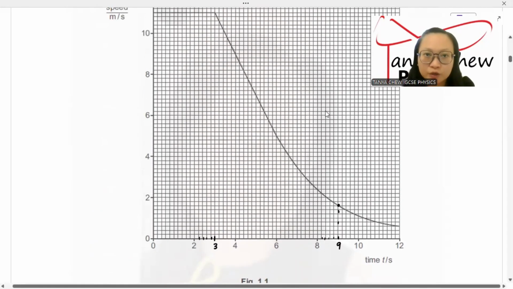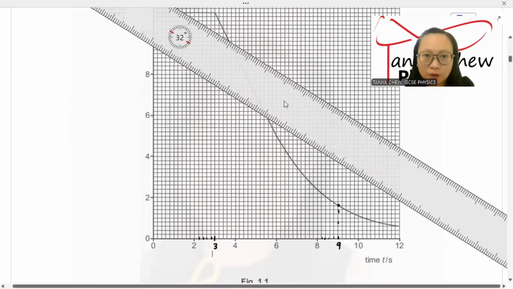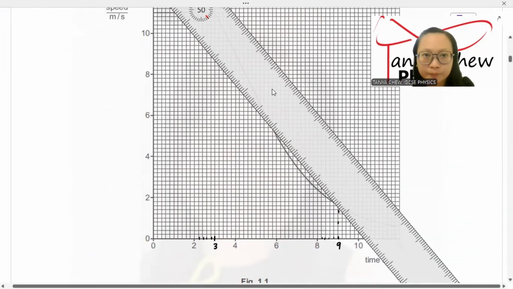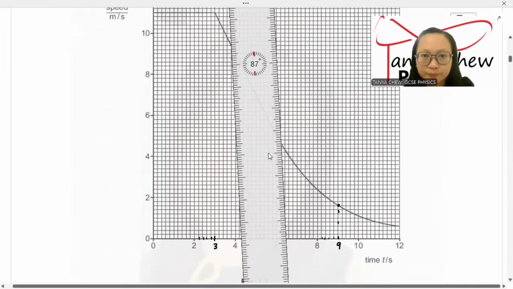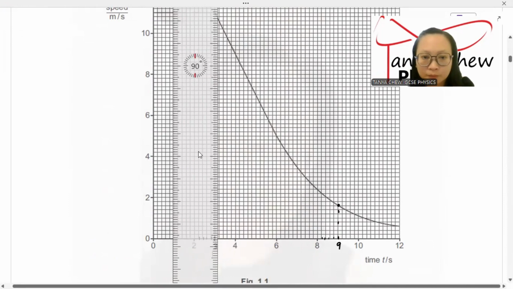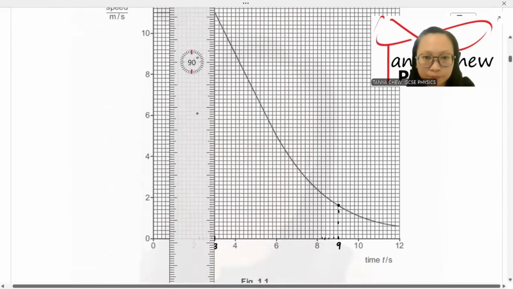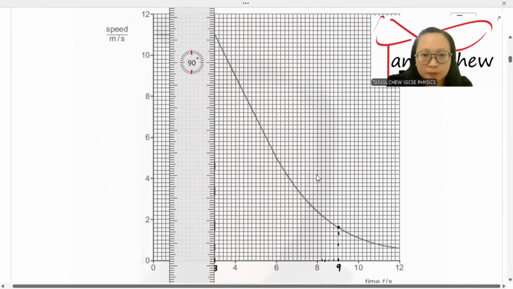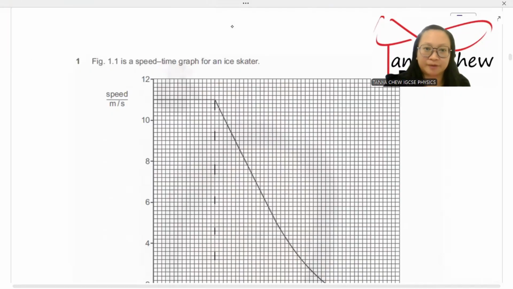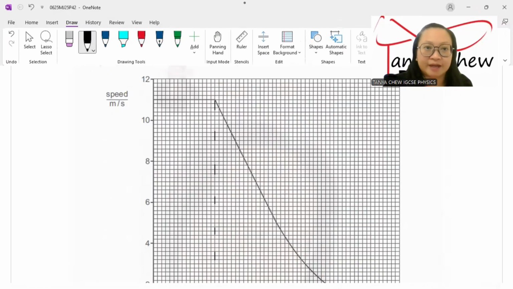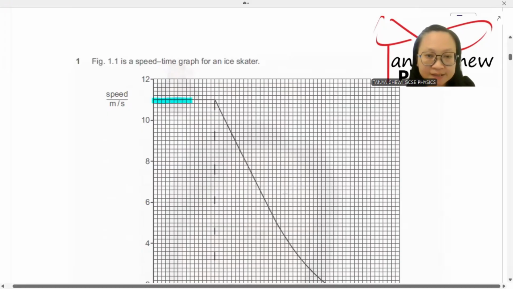So for 3 seconds, I am going to use the ruler. Draw up straight so that you can see it. This is 3. Here, this is the 3. Let me keep my ruler. From 0 second to 3 seconds, this is the motion that you're supposed to describe.